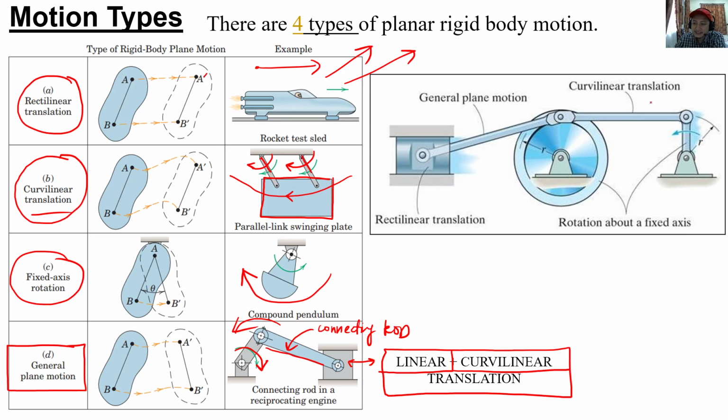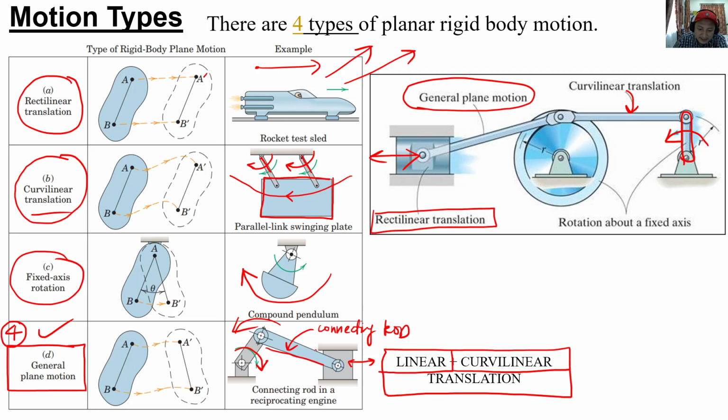So if you look here, these are a combination of all the motion. You've got this one, this is a piston. This piston just travels back and forth, back and forth. This one is rotating at a fixed axis. This one is behaving like a curvilinear translation, and this one is undergoing general plane motion. So it rotates and also translates. Among all four, this is the hardest to analyze. Number 4 is the hardest to analyze.